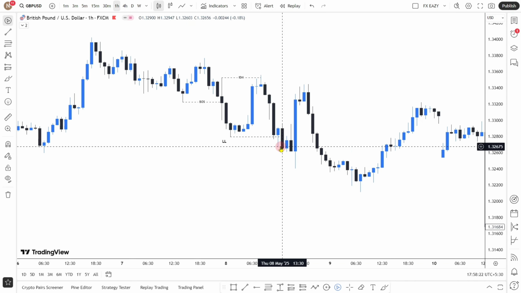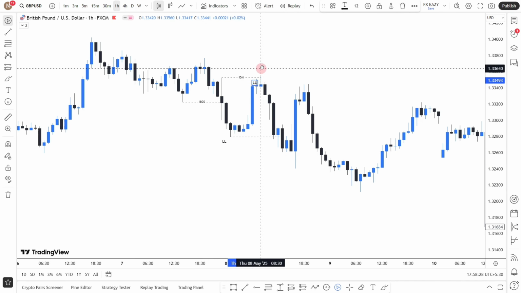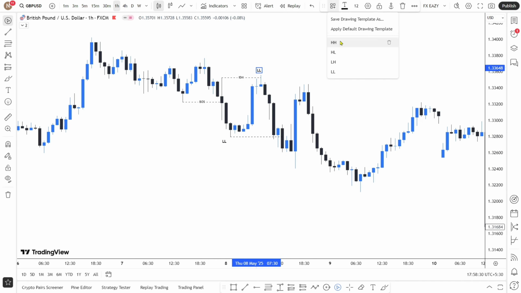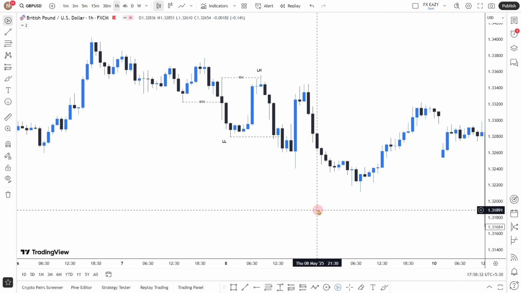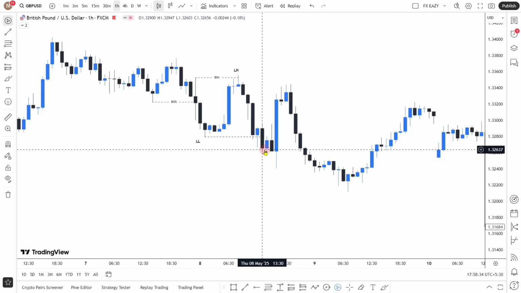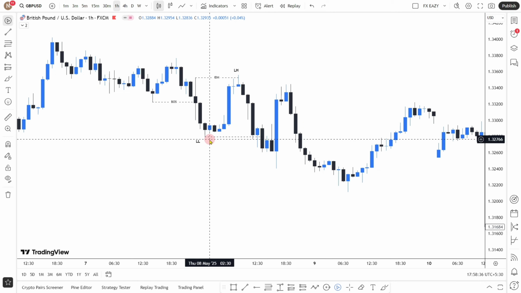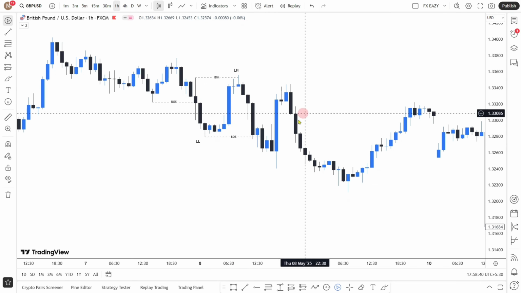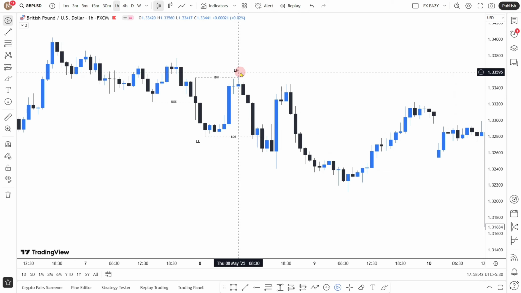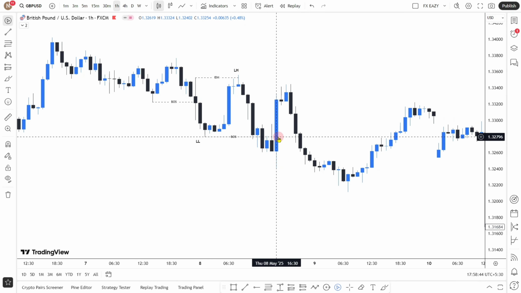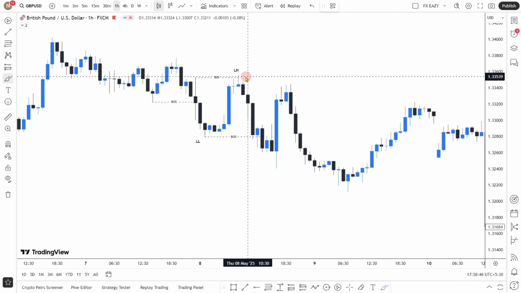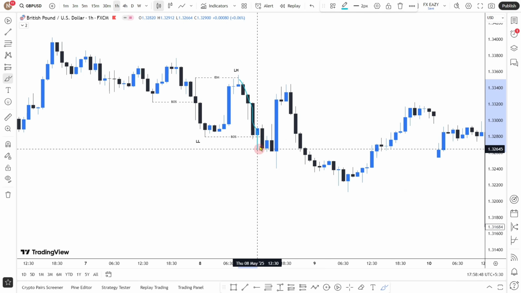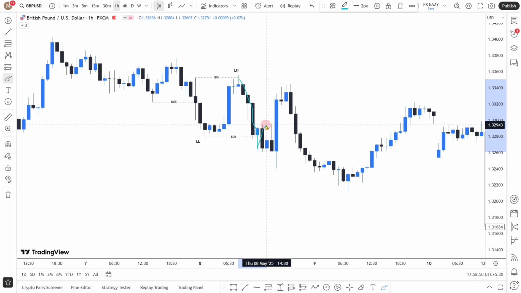Okay, our BOS is confirmed, so our lower high point has emerged. If I take you here, this one is our lower high point. After the BOS, we would be looking for inducement. If you see in this move, where is our inducement level? At this point, this is our pullback level, our retracement level.